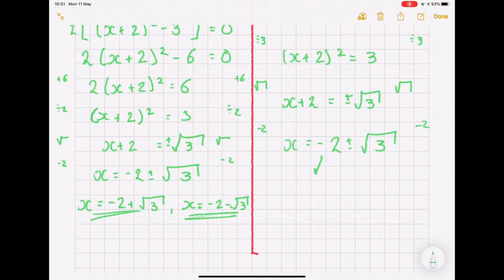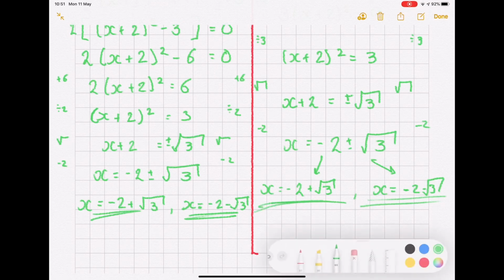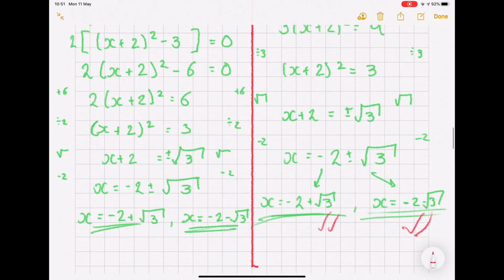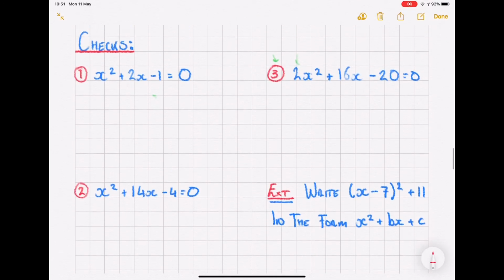So we now have two roots. We have a root where x equals minus 2 plus root 3, and a root where x equals minus 2 minus root 3. Fantastic. If you've got those, give yourself some ticks. Well done. What I've got down here are 3 checks and 1 extension for you to do.